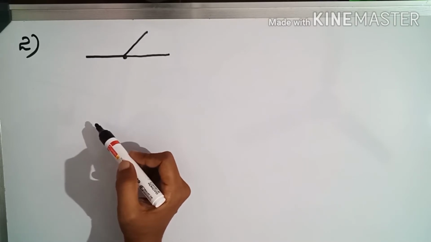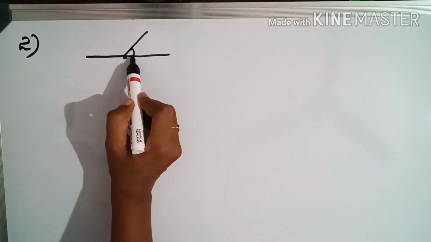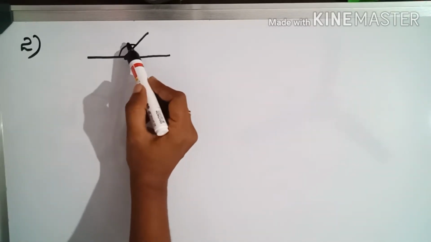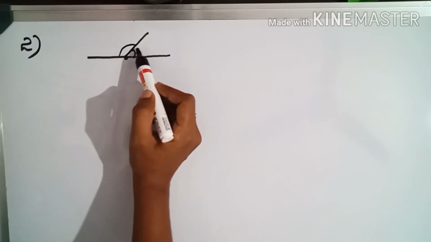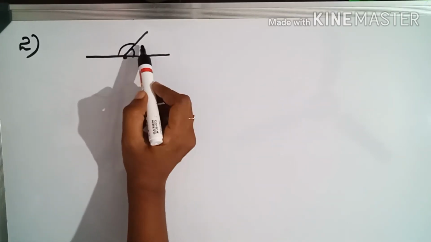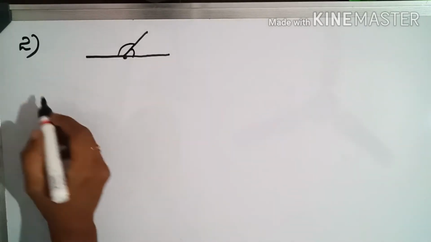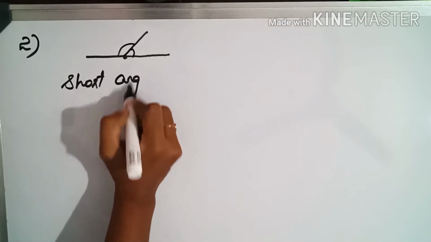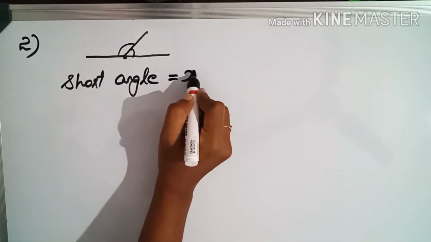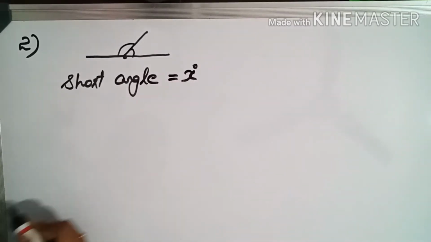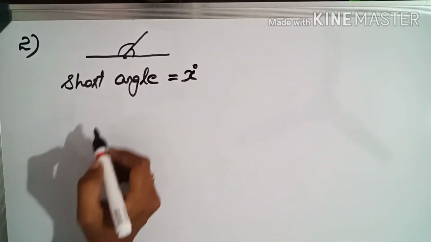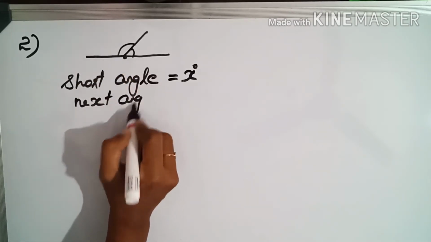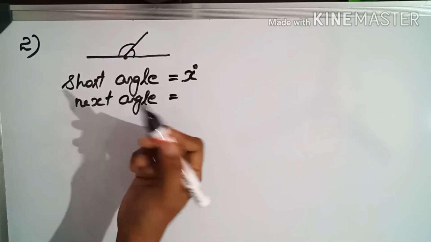That is the question. You can see two angles here, one angle here and the next angle here. One angle must be 50 degrees more than the other. That means this will be the large angle and this will be the short angle. So let's consider the short angle. Always we will use x as a variable. So the short angle equals x degrees. Then what will the next angle be?